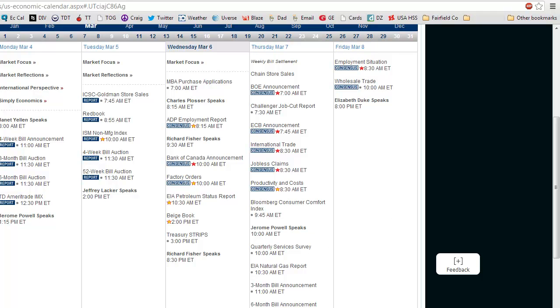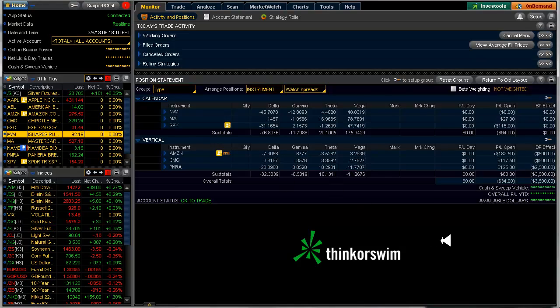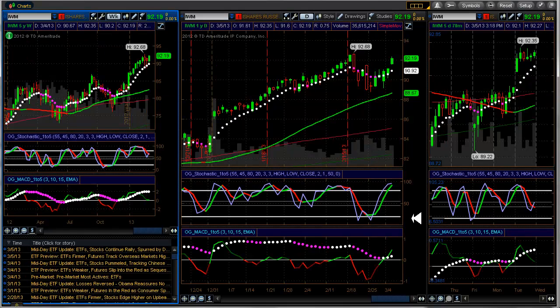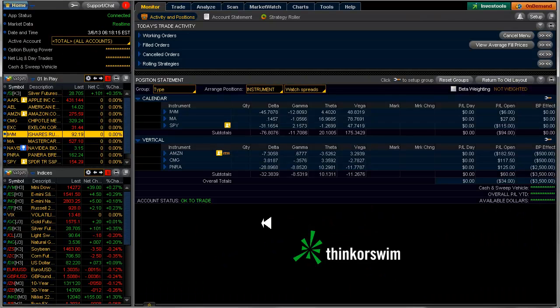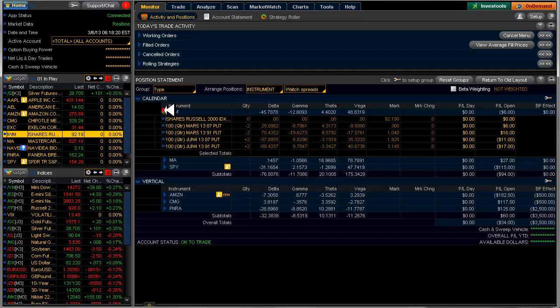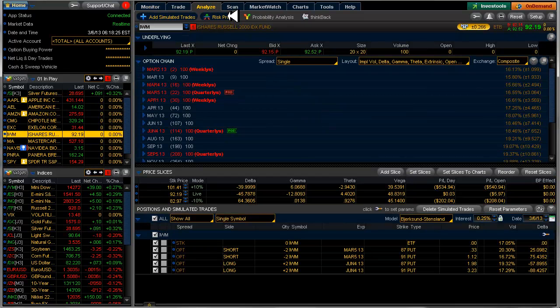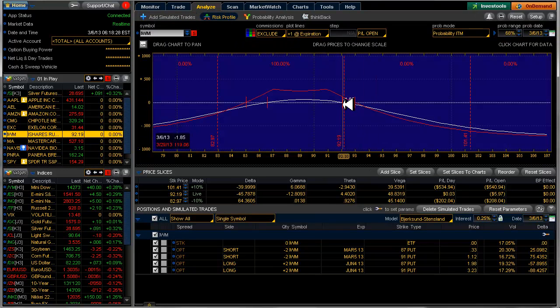All right, so back to our swim platform here. Now we are ready to rock and roll. Yesterday I talked about a double calendar on IWM, and that's what I did, and we'll take a peek at it on the risk profile. After I got in, of course, it kept moving up, so we're down just a hair here, but I'm not really worried that much about it.